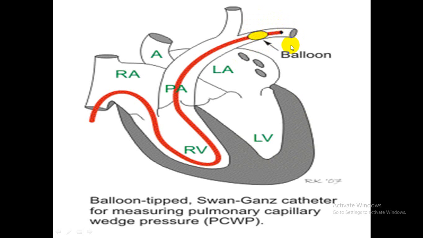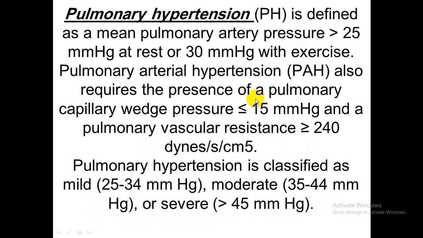Imagine here when the balloon inflates, this sensor will measure the pulmonary capillary wedge pressure. If this pressure is low, less than 15, it indicates the pressure in the atria is also reduced. If the capillary pressure is more than 15, it indicates an increment in the left atrial pressure. So pulmonary arterial hypertension is diagnosed when the capillary wedge pressure is less than 15 mmHg.